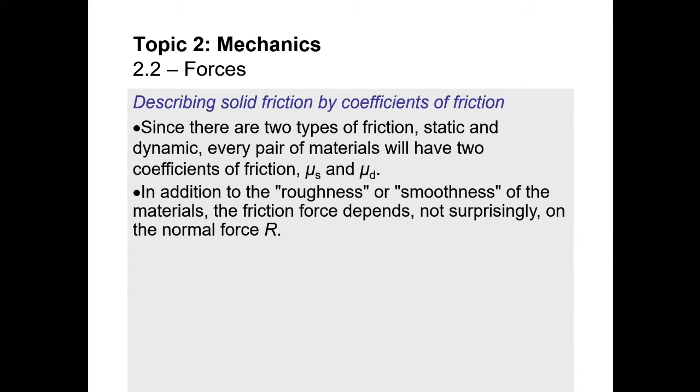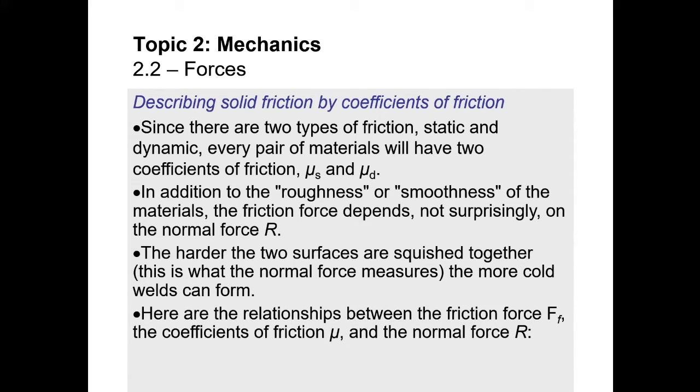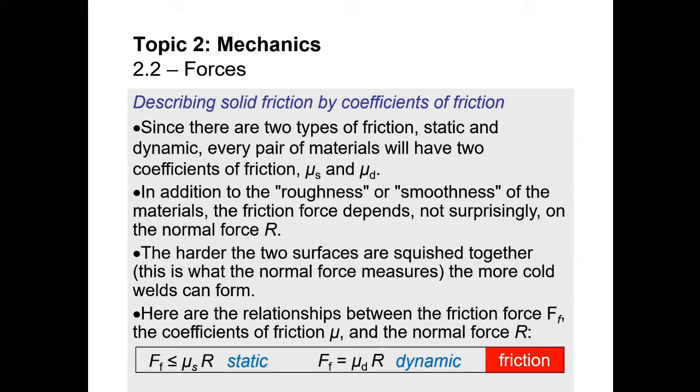Since there are two types of friction, static and dynamic, every pair of materials will have two coefficients of friction: a static coefficient of friction and a dynamic coefficient of friction. In addition to the roughness or smoothness of the material, the friction force depends, not surprisingly, on the normal force. The harder the two surfaces are squished together, the more cold weld can form. Here is the relationship between the friction force, the coefficient of friction, and the normal force, which is in your data booklets.